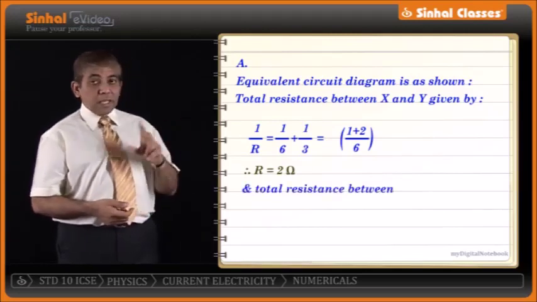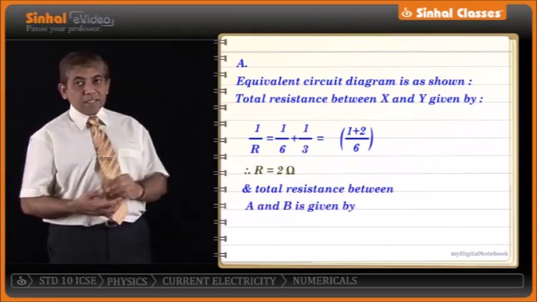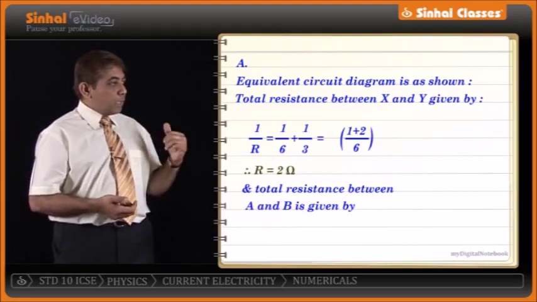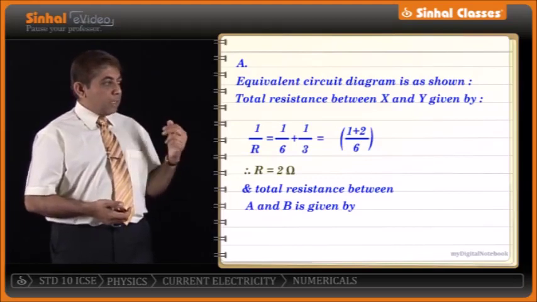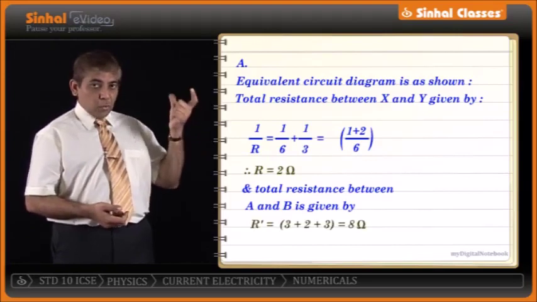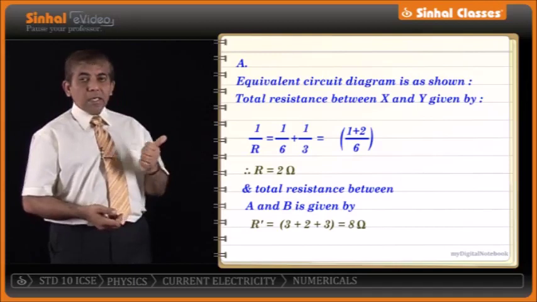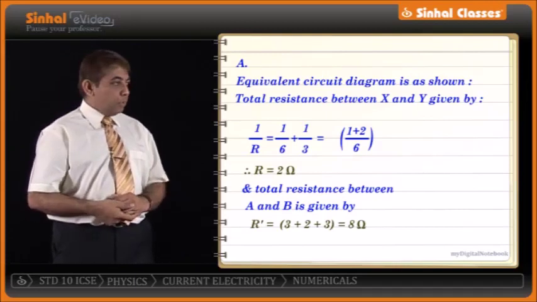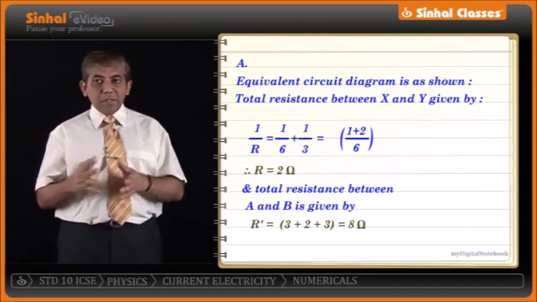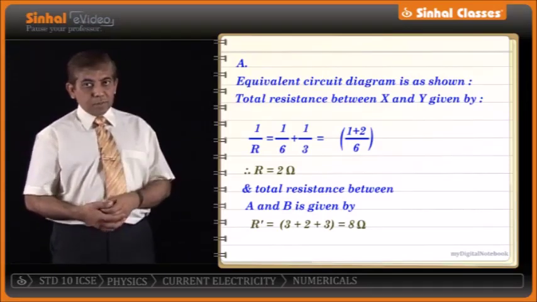The total resistance between A and B now, which I said has another 2 sets of resistances in series with it. So I get the total resistance between A and B as 3 plus 2, which I obtained earlier, plus 3, which works out to be 8 ohms. Therefore, the total resistance between A and B is 8 ohms, and that between X and Y is 2 ohms.